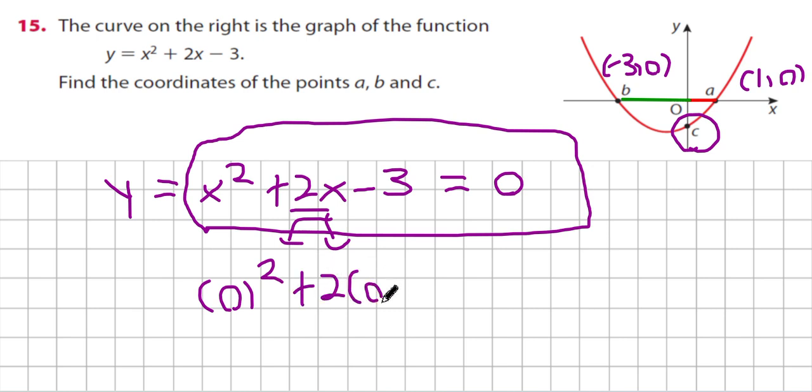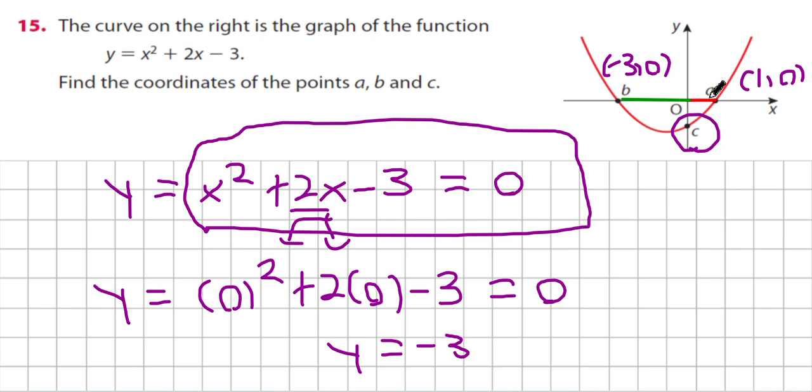And what happens when you replace the input with 0? What's the answer for the y value then? Y equals minus 3. So the answer here is 0 minus 3.